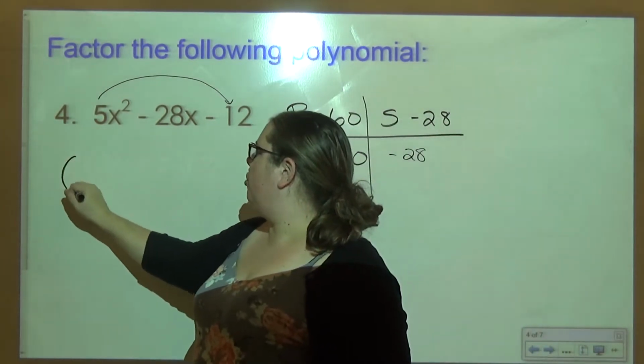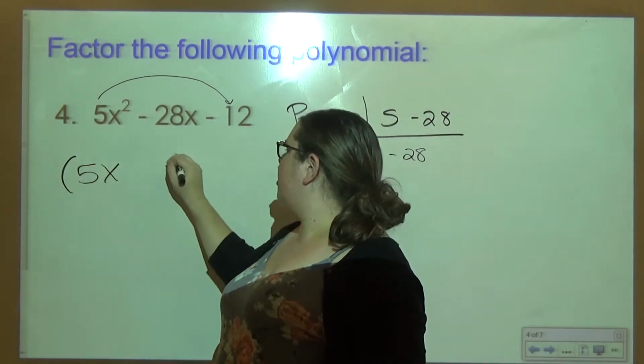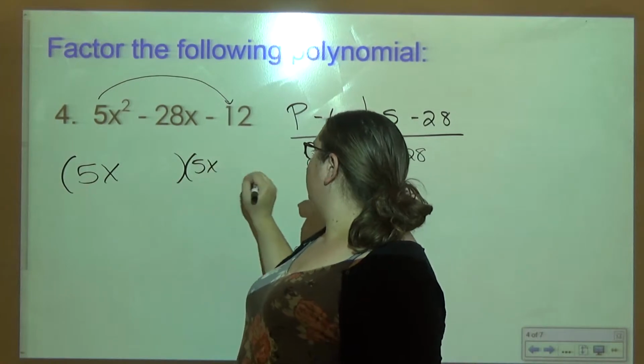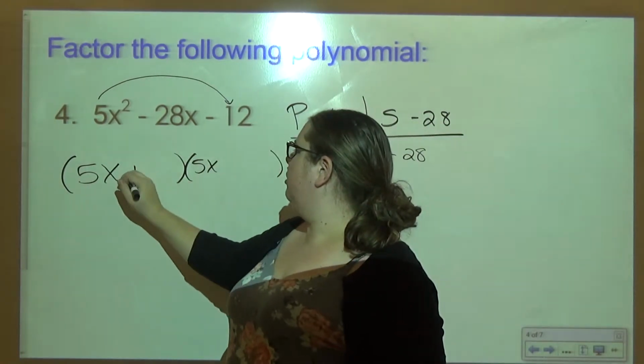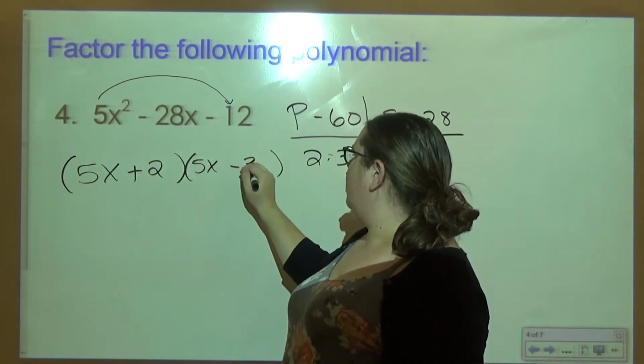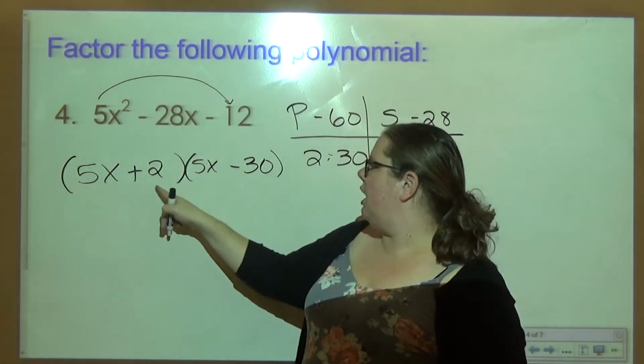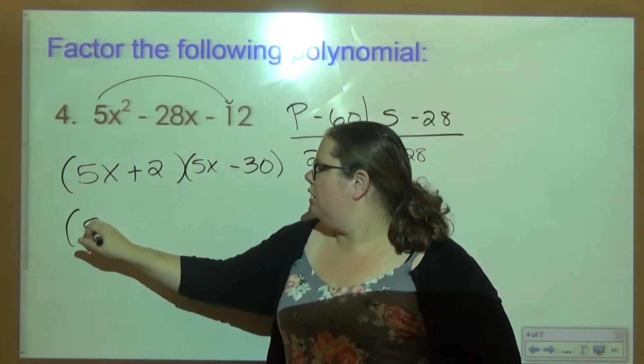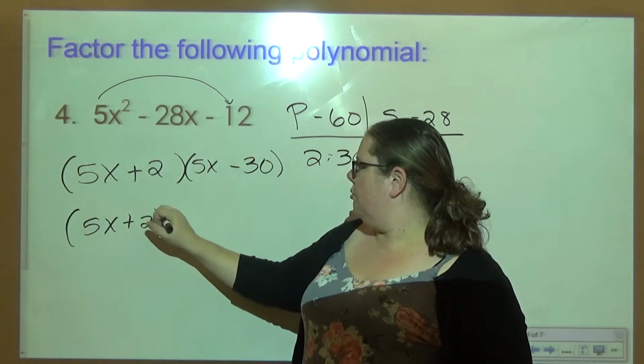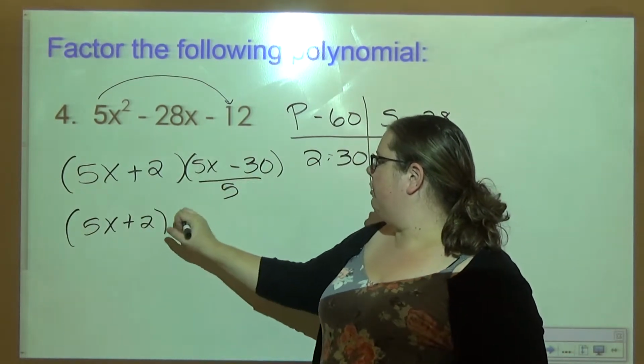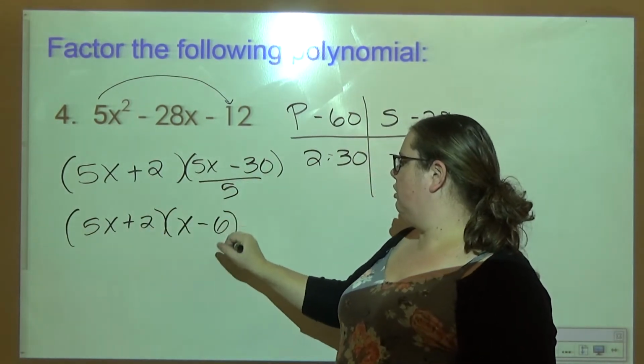So again, I don't know where my 5 is going. So I'm going to put it everywhere. Plus 2, minus 30. Look for your GCF, we're good here. But over here I can divide by 5. And we're done.